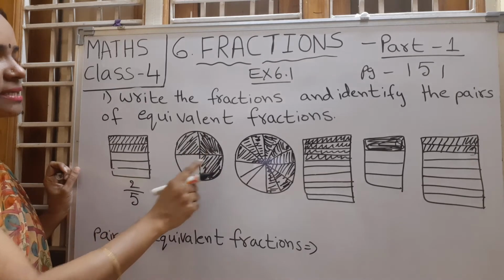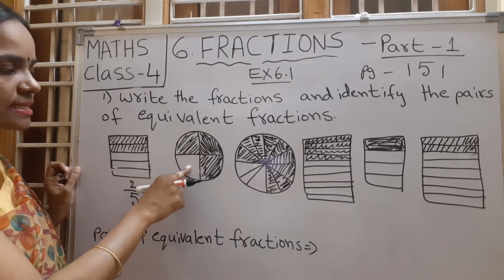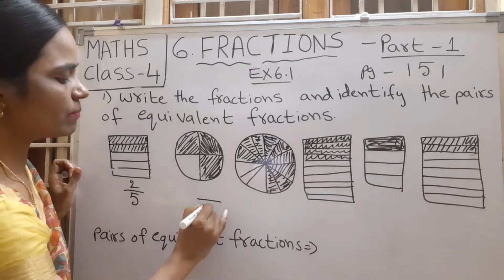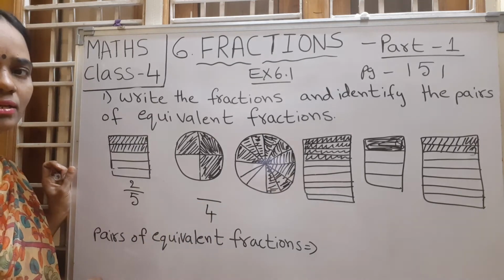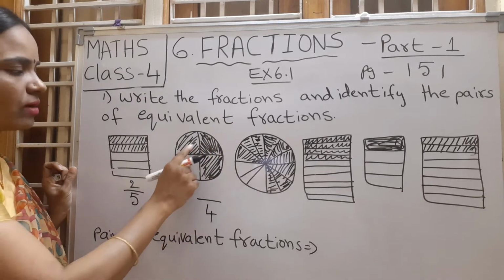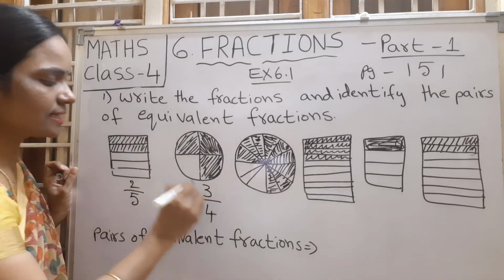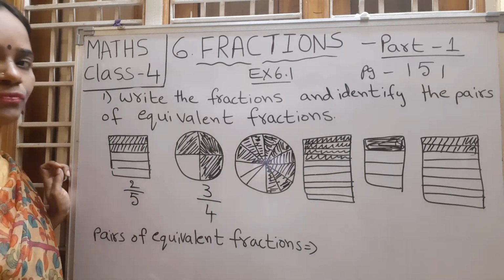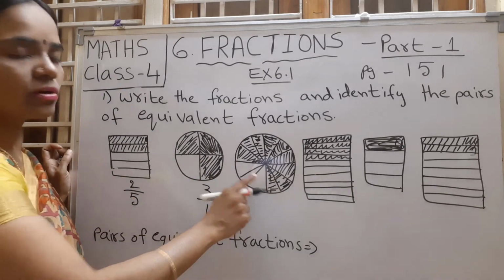Now coming to the second shape. Total how many parts are there? So here the second shape is divided into how many equal parts? 4 equal parts. Out of 4, how many are colored? 1, 2, 3. Only 3 are colored. So what is the fraction for the given shape? 3 by 4.